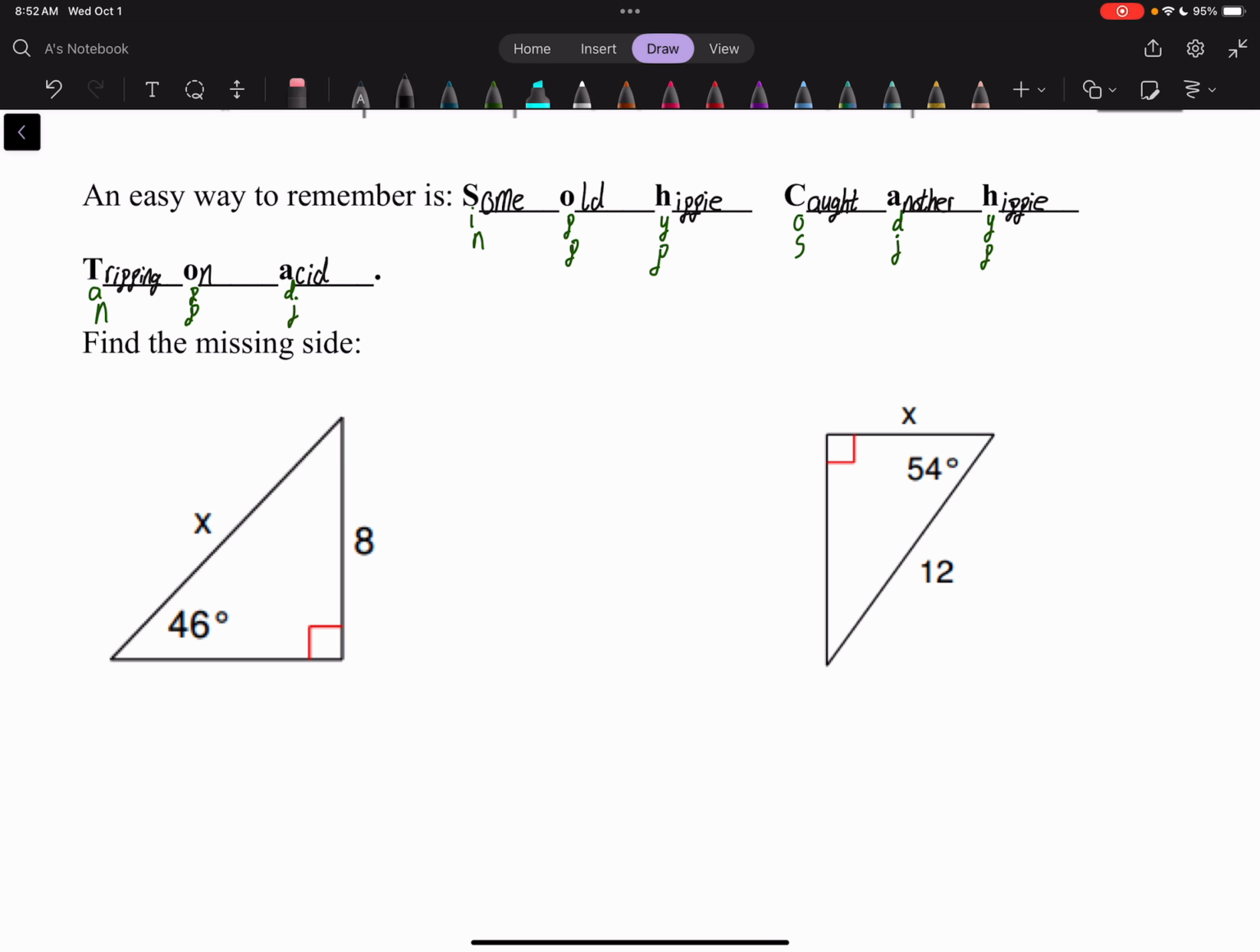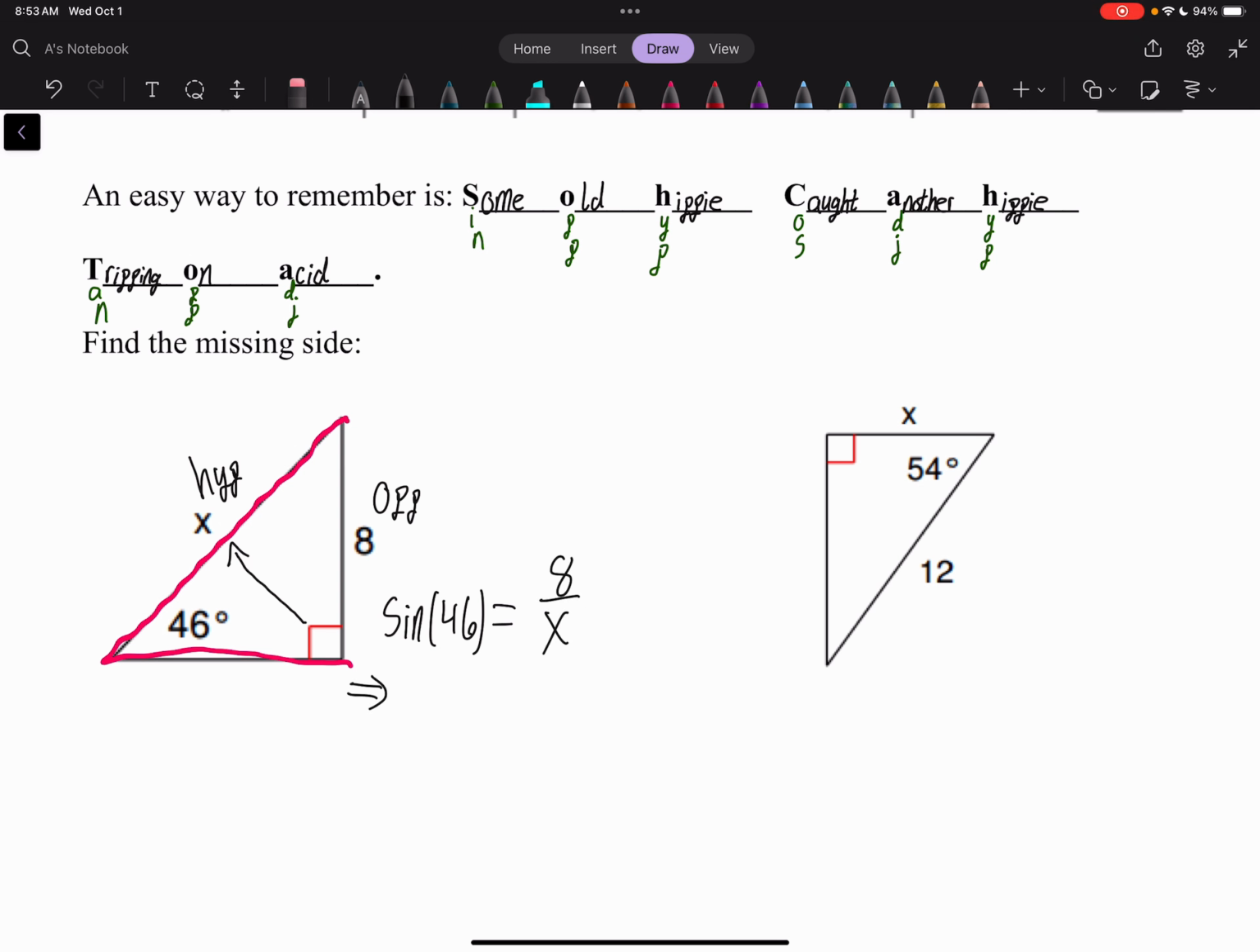Number 1, or top left, because they don't really have numbers. I'm looking at angle 46, which is in between these two lines. Now my 8 is not touching these lines, therefore it is the opposite leg. Across my right angle is my hypotenuse. So I'm looking for the one that has opposite and hypotenuse. Some old hippie. This is a sine function. Sine of my theta, 46 degrees, is equal to opposite over hypotenuse.